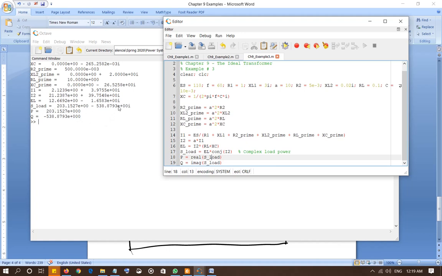Complex power of the load, we calculated this. That means this is the active power, and negative 538 is the reactive power, and it is negative because the reactive part of the load is capacitive. So this is how we can solve a transformer circuit by reflecting one side to the other side, and we have to do that if we are not given the values of primary and secondary currents and voltages. So at that point we have to use this technique.